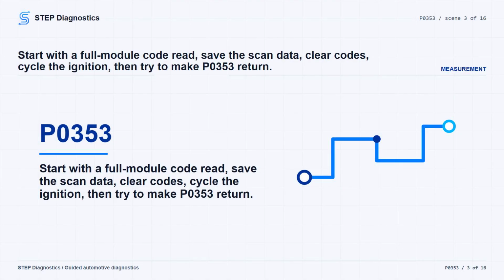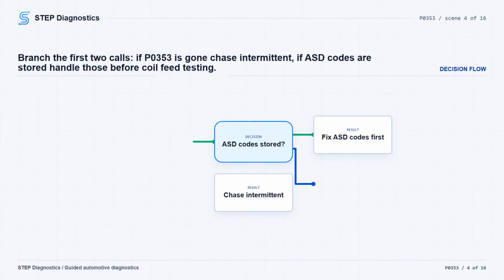Start by reading codes in all modules and record the codes and the environmental data. Save the scan report and the related recorded data so you can duplicate the conditions as closely as possible. Then erase all codes. Turn the ignition off for a minimum of 0 seconds, turn it back on, and operate the vehicle under the conditions that set P0353. Read the codes again. If P0353 does not return, treat it as an intermittent condition. If it does return, continue with the diagnostic path.